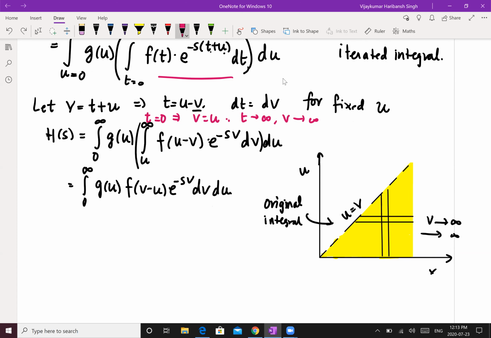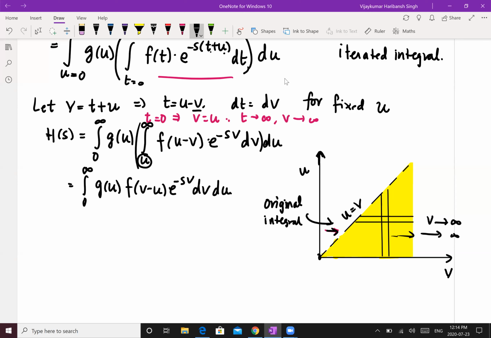So first your v. How does your v look? So first you hit v. So first you have u. If you look at this integral, first your v hits u equals v. So first it is this one, and then it keeps going to infinity. So v is going to infinity in this direction. And then, what is the possibility for u? u goes from 0 to infinity.